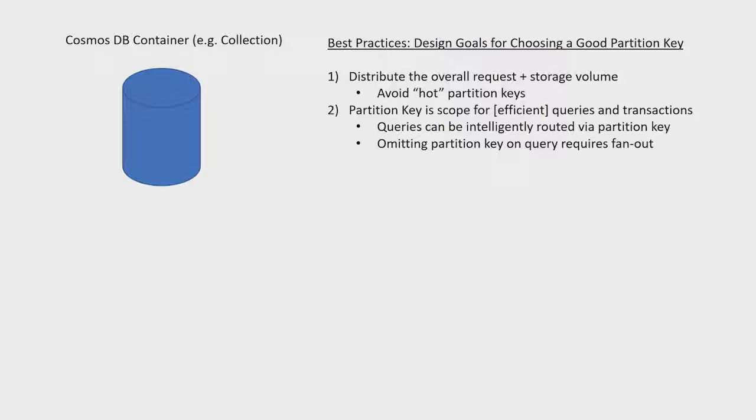Instead, what you want to do is load balance and distribute both the storage and the request volume across as many partition keys as possible, so that you're distributing this workload across the underlying physical nodes. On top of this, you also want to choose a partition key such that it makes your queries very efficient and you can run multi-record transactions using the out-of-box stored procedures and triggers.